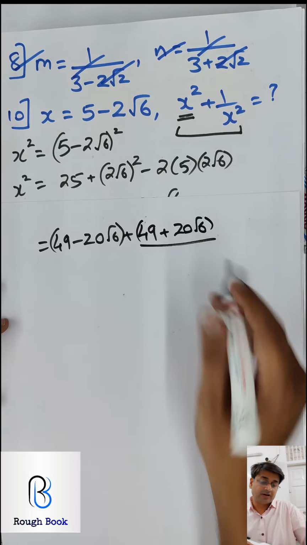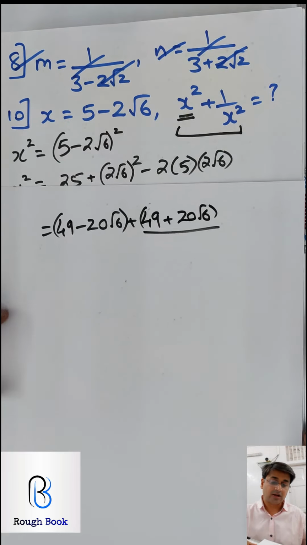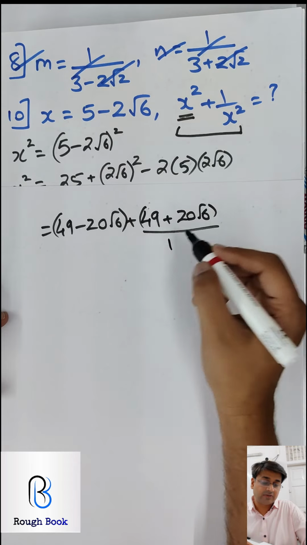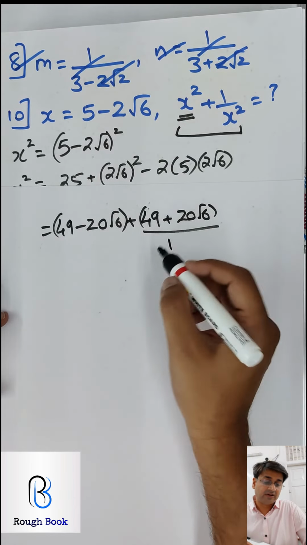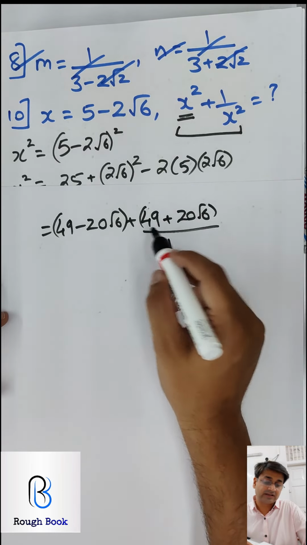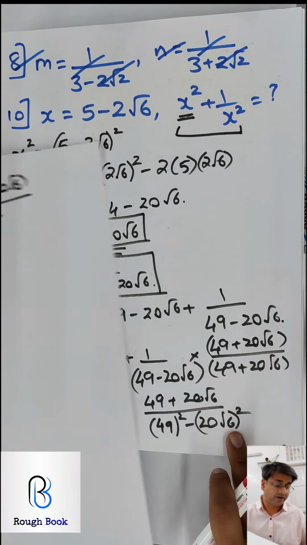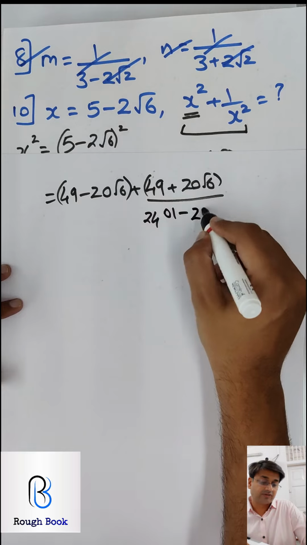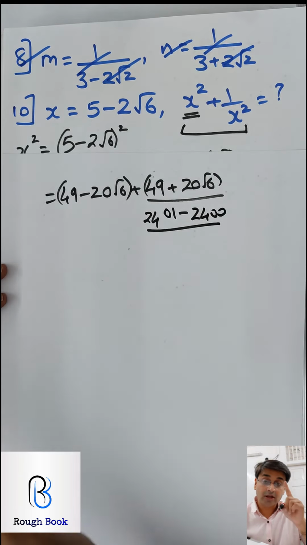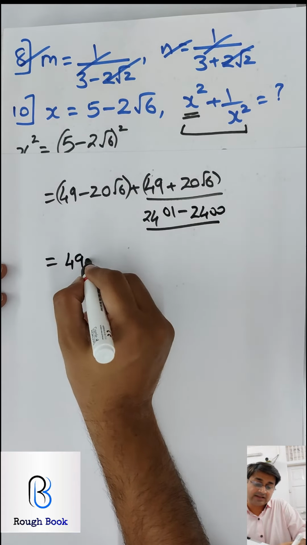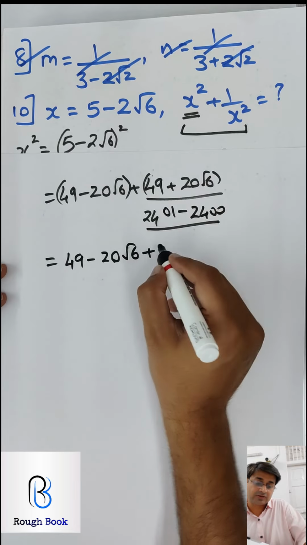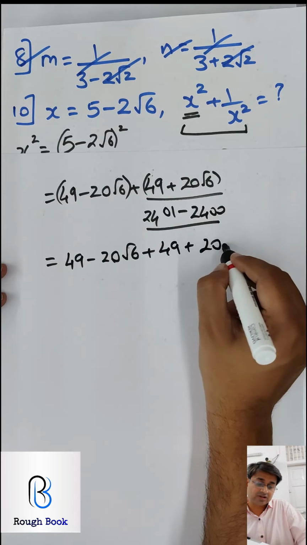Whereas in the denominator you have 49 square, which is going to be 9 square, 81, 8 9s are 72, 72 plus 16 plus 8, 24. Likewise 20 square is 400 into 6, 2400. So this is just going to be 1. So finally I can say 49 minus 20 root 6 plus 49 plus 20 root 6.